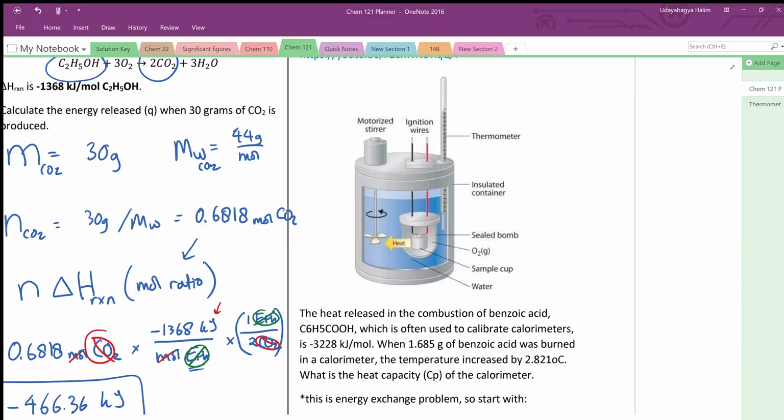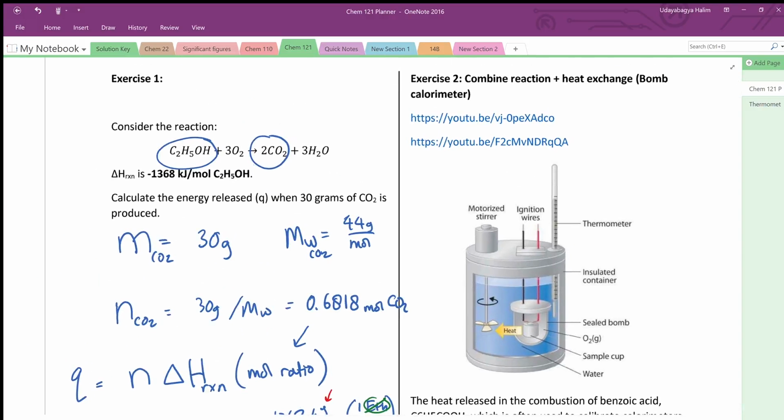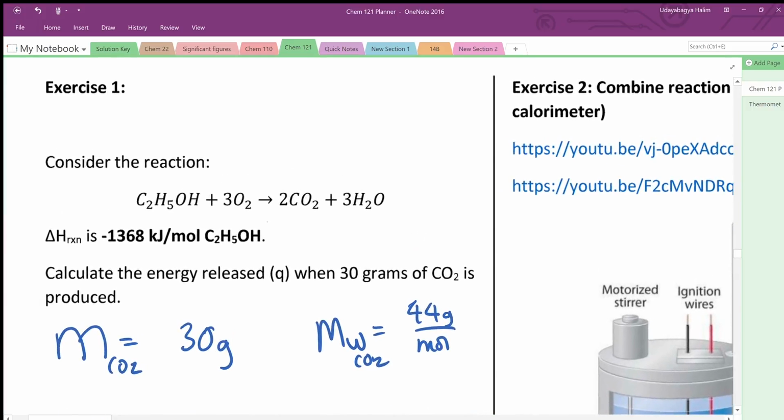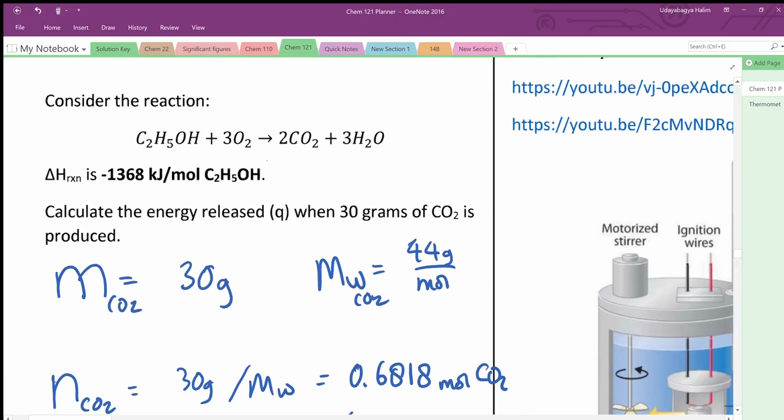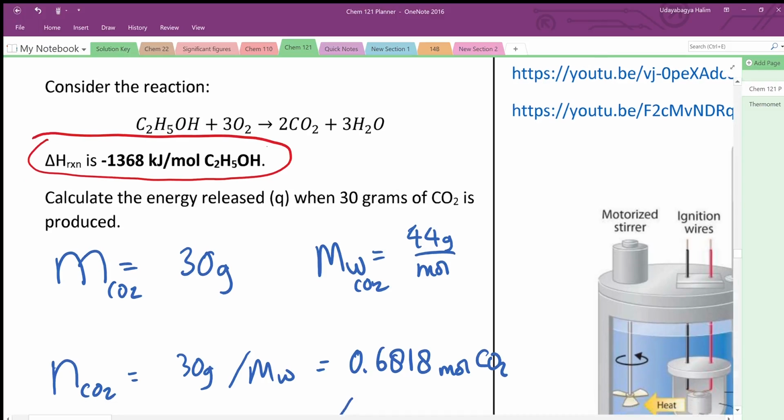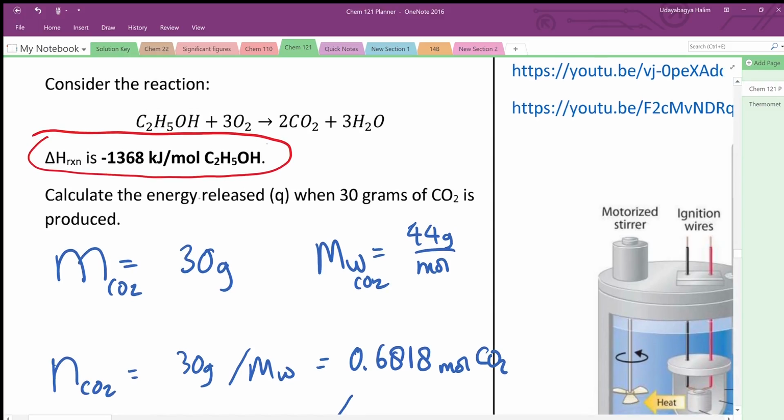Okay, so on the previous questions that you have is something like this, right? You have C2H5OH, which is the chemical structure for ethanol, plus 3 oxygen turns into CO2 and 3 water. And the delta H reaction that I've written here is negative 1,368 kilojoules per mole of ethanol. So calculate the amount of energy released in terms of heat when 30 grams of CO2 is produced.